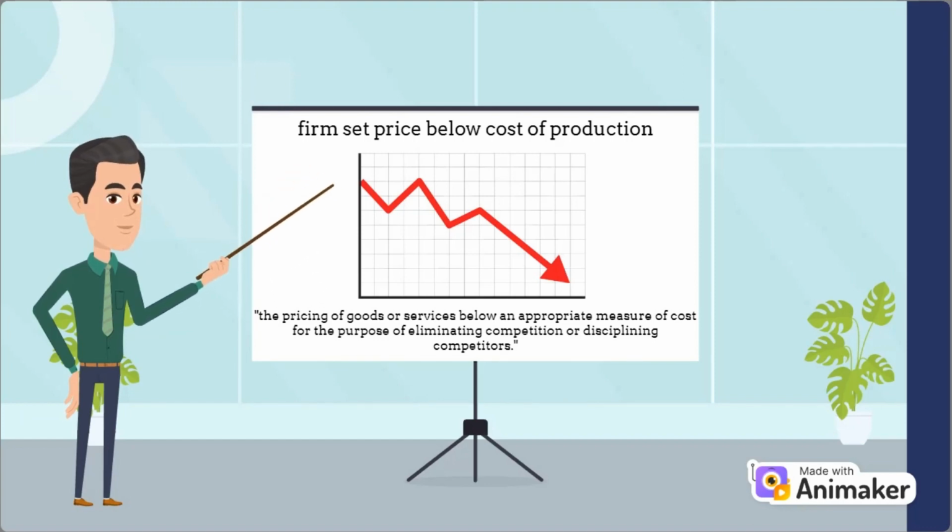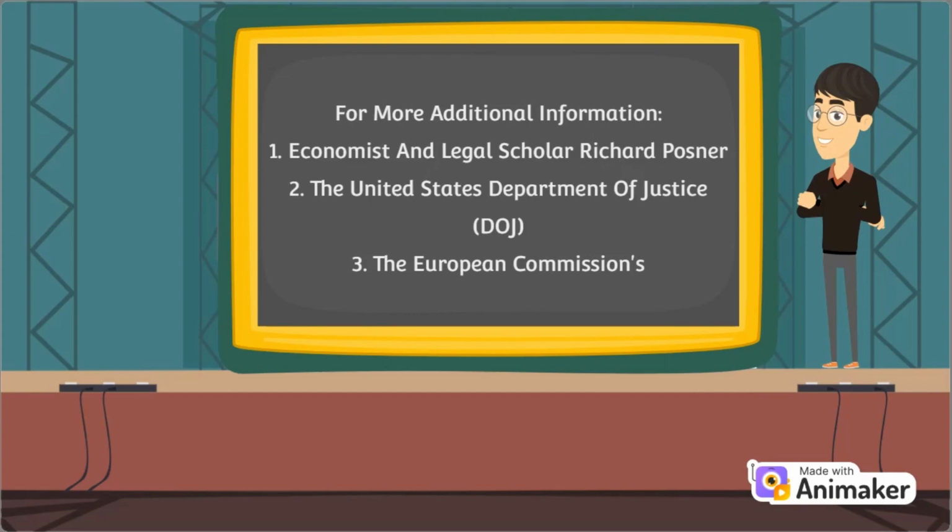According to legal scholars Philip Areeda and Donald Turner, predatory pricing can be defined as the pricing of goods or services below an appropriate measure of cost for the purpose of eliminating competition or disciplining competitors. They further elaborate that predatory pricing is the sacrifice of present revenues in order to gain or maintain future monopoly profits.